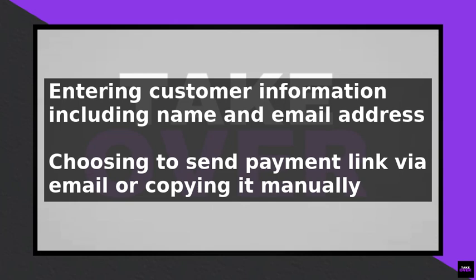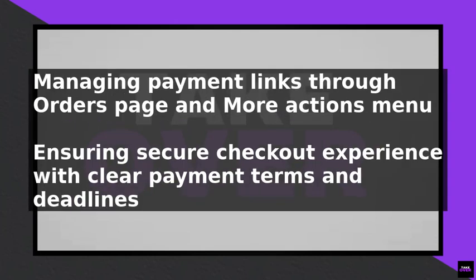To manage and track payment links, navigate to the Orders page and click on the More Actions drop-down menu next to the order. From there, you can view the payment link, resend the invoice, or cancel the order if necessary.